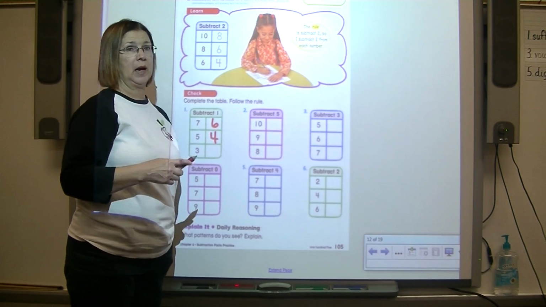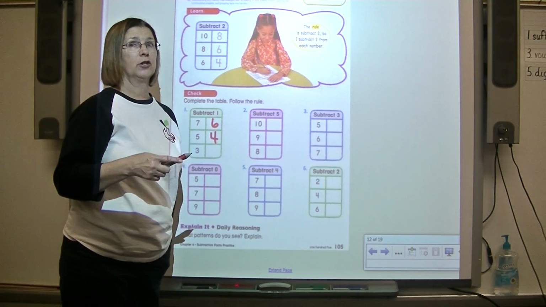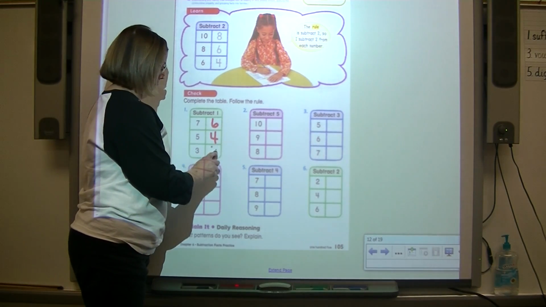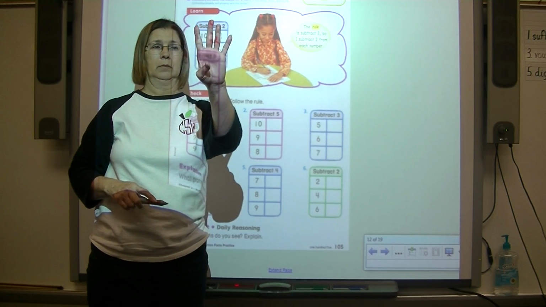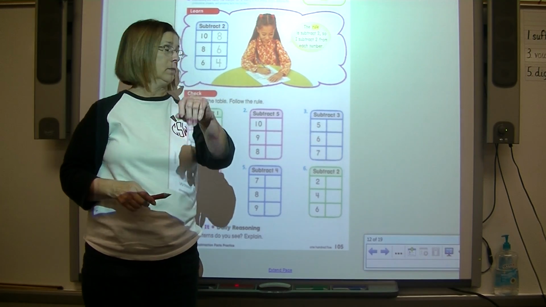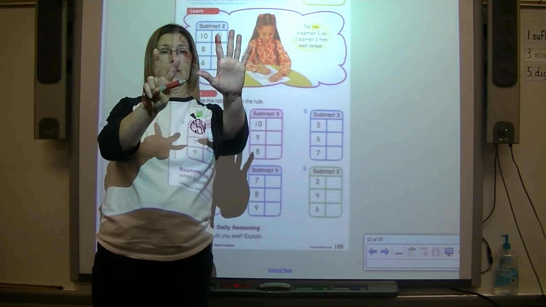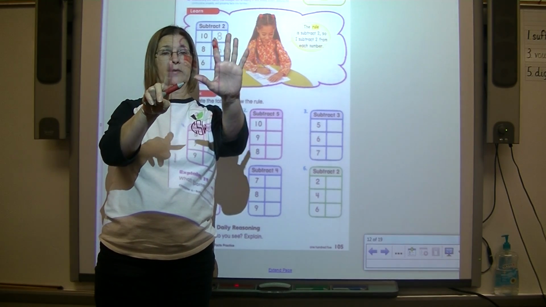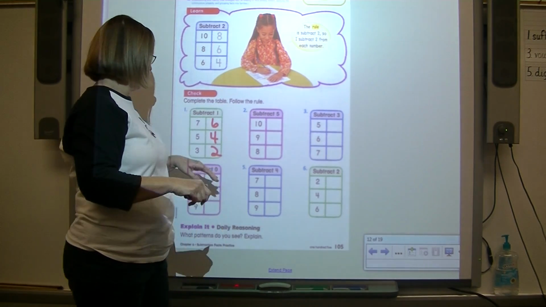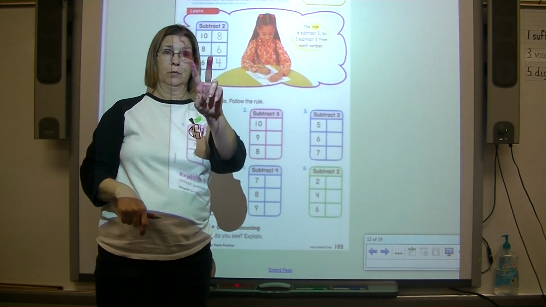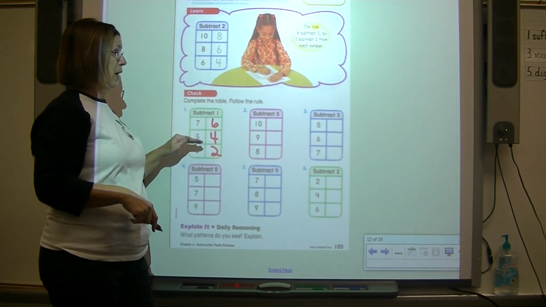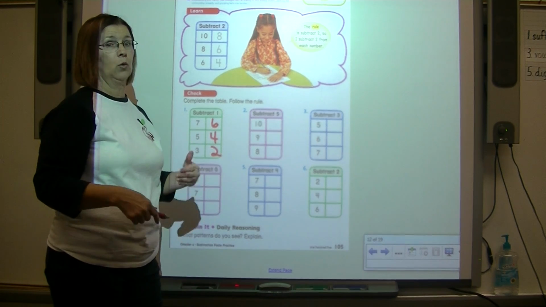3, subtract 1. What do you say next? 2. Now, if you can't remember, you could say 5, take, subtract 1. What's left? 4. 7, subtract 1. What's left? 6. 3, subtract 1. What's left? 2. But you can subtract 1 by just counting back one number.